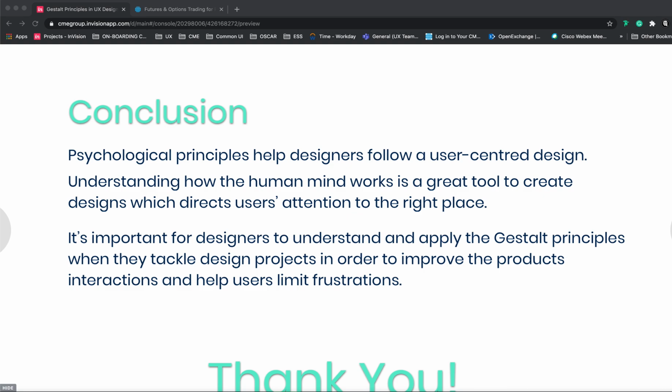And what I'm stating here is psychological principles help designers follow a user-centered design. Understanding how the human mind works is a great tool to create designs which direct users' attention to the right place. Very true. And I feel that it's important for designers to understand and apply the Gestalt principles when they tackle design projects in order to improve the product's interactions and help users limit frustrations.